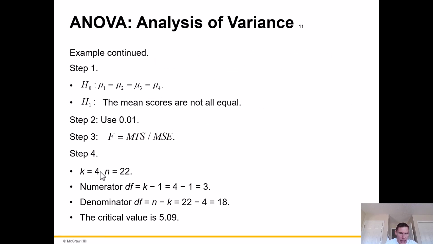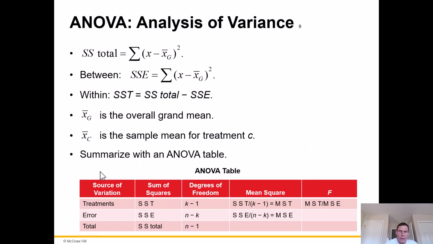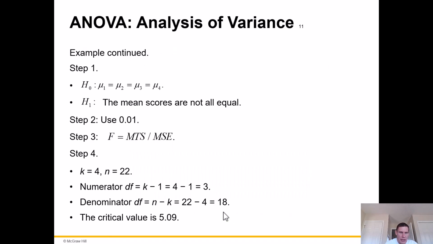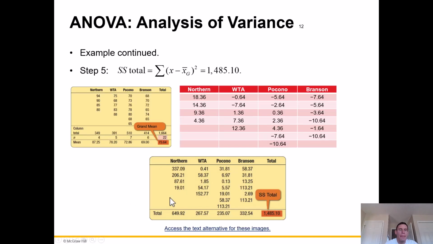Now remember, K, if I go back real quick, K is what? K is the degrees of freedom. It was K minus 1 and then N minus K. So if we go back, you can see where I plugged that in here. K minus 1 equals 4 minus 1, which is 3. And then the denominator degrees of freedom, N minus K, which is 22 minus 4, and that gives us the 18. So the critical value is thus 5.09. You can see here, I just included some of the outputs so you can see it.